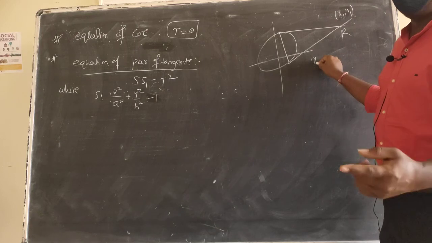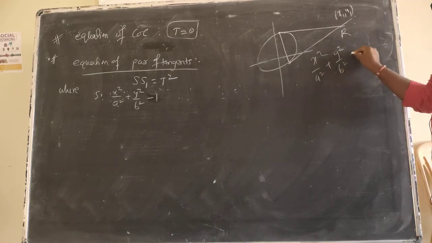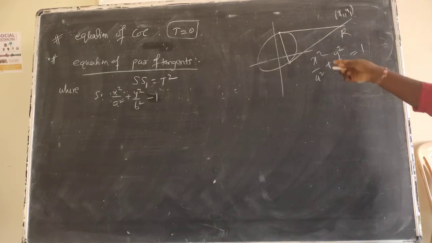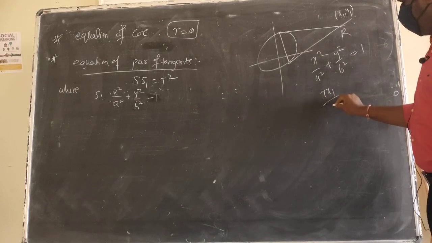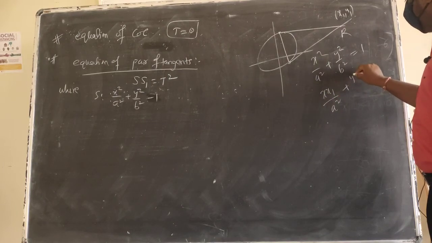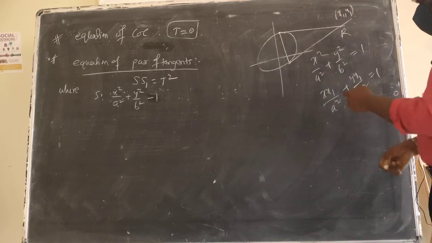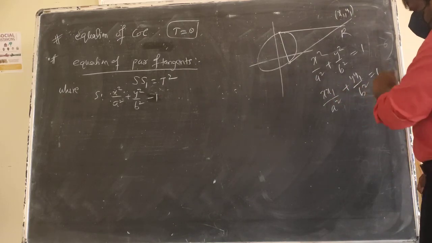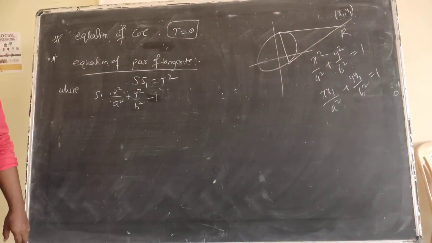Actually, the equation of the ellipse is x square by a square plus y square by b square is equal to 1. Then the equation of the chord of contact is T equals 0, that I can write as x1 x by a square plus y1 y by b square is equal to 1. If this point is h comma k, then xh by a square plus yk by b square equals 1. I explained. Now the equation of pair of tangents.